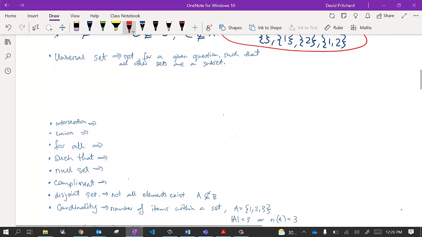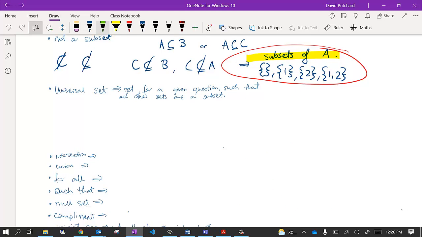Now a universal set, and usually we use omega for this, or we use a xi. It's one that I can't really draw, so I can't help you with that symbol. But those two symbols define a universal set, and a universal set is a set for a given question such that all other sets are a subset. So it's basically all the elements considered in a situation. We use these for Venn diagrams a lot. We go, well, there's 20 kids in a class, so the universal set includes the 20 kids.